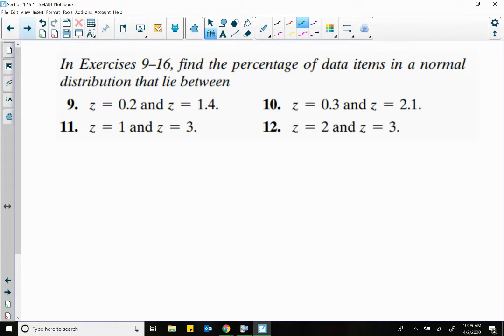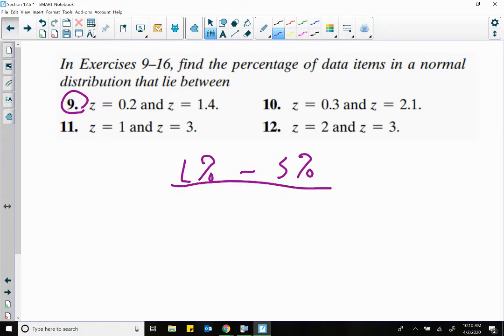Right here, they're doing between. Okay? So let's do number 9 together, and then I'll let you try one of these other ones on your own. So let's take a look at number 9. It says we are at 0.2 and 1.4. So we're going to need the largest percentage minus the smallest percentage. That's how we're going to figure this out.